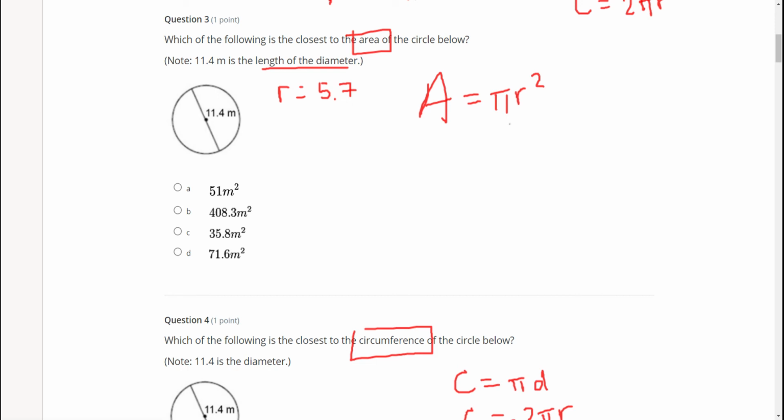What did you do wrong? What did you use for R? What did you use for R? And it didn't come out? I did. This is asking for the closest to the area of the circle below. You got 61? You got 51. 5.7. It wants the whole circle.